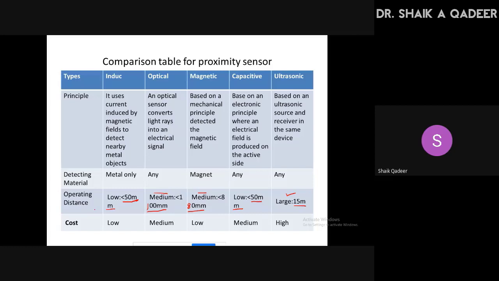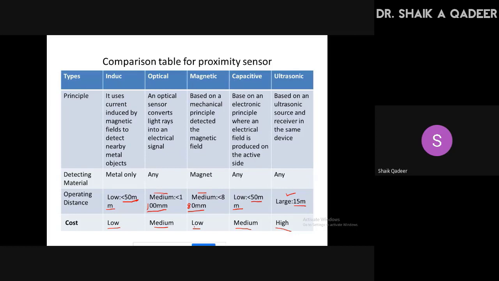Now, from the point of view of cost, you see the ultrasonic is the costliest. Capacitance and optical are medium cost devices, whereas inductive and magnetic are both low cost devices. So if we have an option of selection from the point of view of cost and operating distance, then we can select inductive proximity sensor because it gives the same distance coverage at less cost.